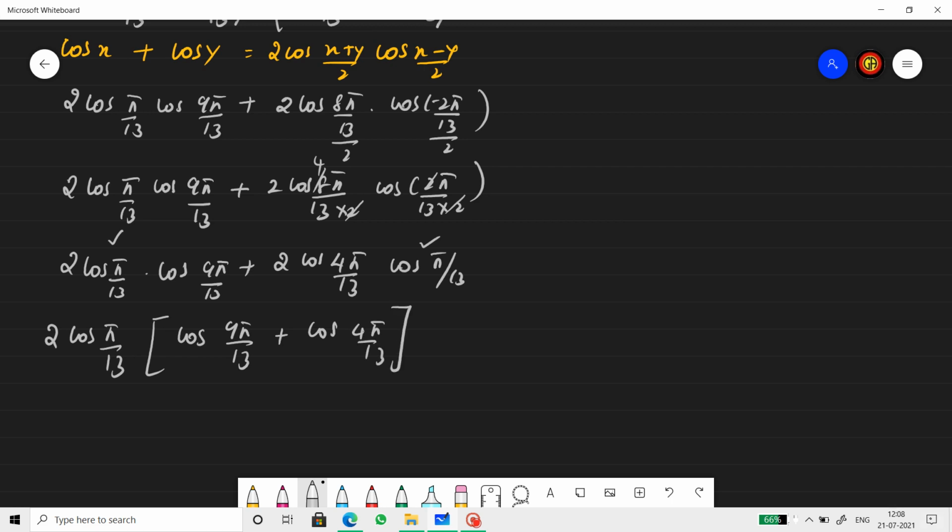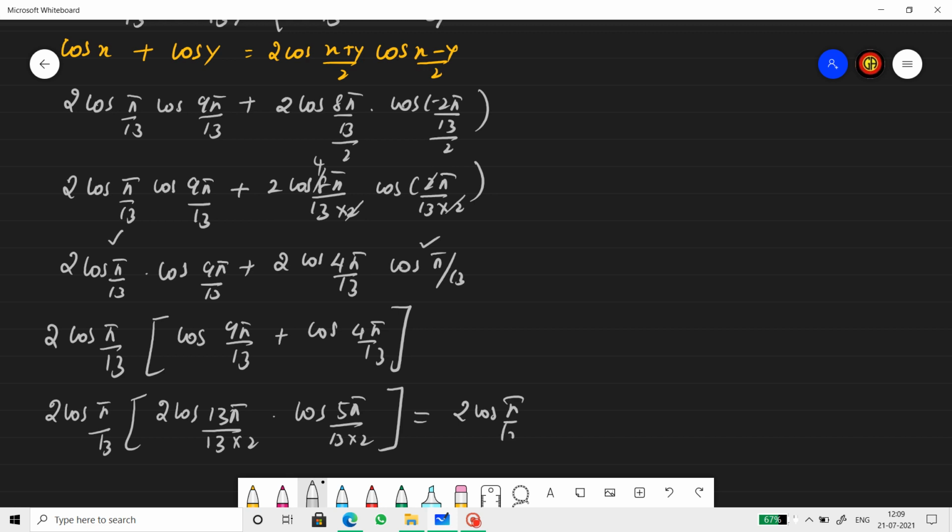Now let us apply the same formula once again. So 2 cos pi by 13 into 2 cos (9 plus 4, which is 13 pi by 13) by 2. So I'm writing the 2 directly here, into cos (9 minus 4, 5 pi by 13) by 2, and that's into 2 here. Now this will take us to 2 cos pi by 13 into, 13 gets cancelled, so we get cos pi by 2. Let's make this 4. 4 cos pi by 13 into cos pi by 2 into cos 5 pi by 26.